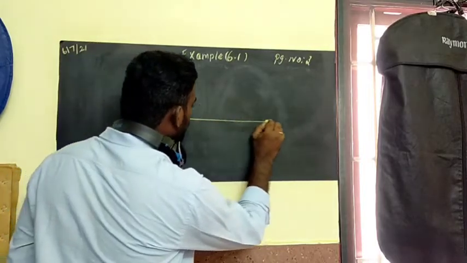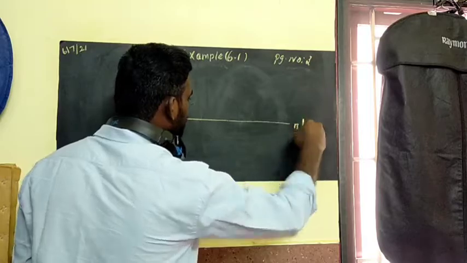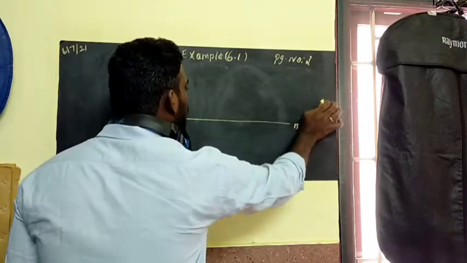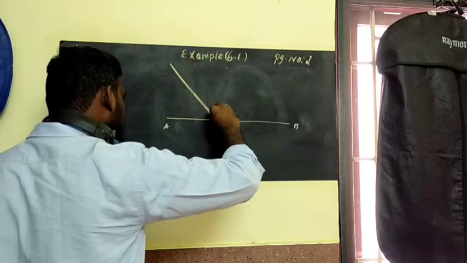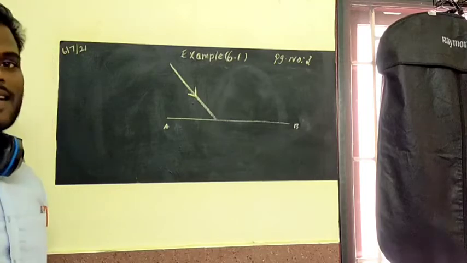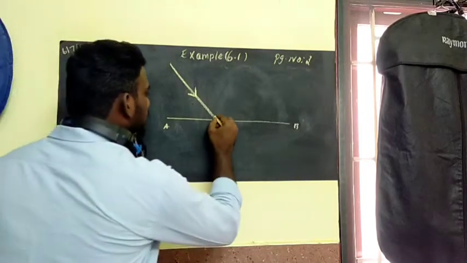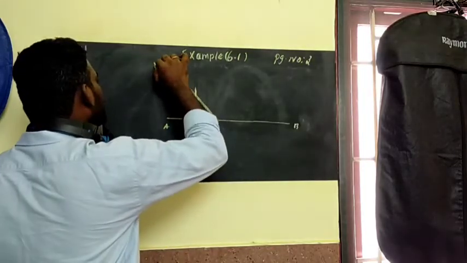So this is the reflecting surface. I can give the name to this as A and B. There is an incident light coming. This is called what? Incident light. It strikes the reflecting surface at point O. So this is the incident ray.